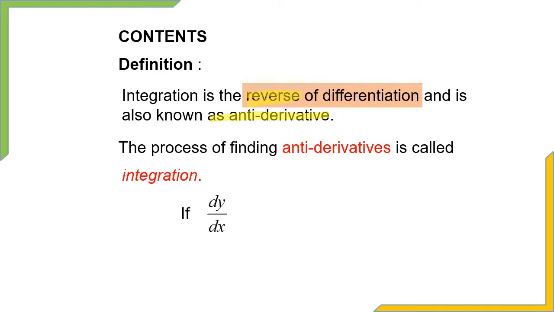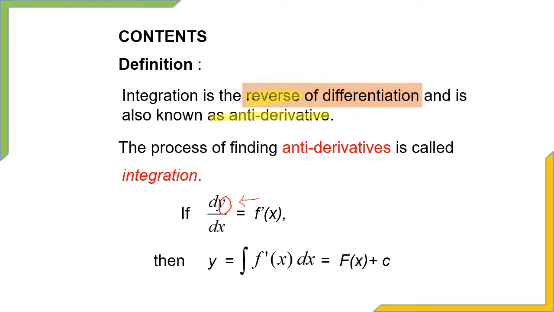So let's say we have dy dx, the derivative of y with respect to x, which is equal to f prime x. Then the integration of f prime x, because we are reversing, we will get the original function y, which we can write as capital F of x plus c. So what is this c? c can be any constant. We represent the indefinite integration by plus c.